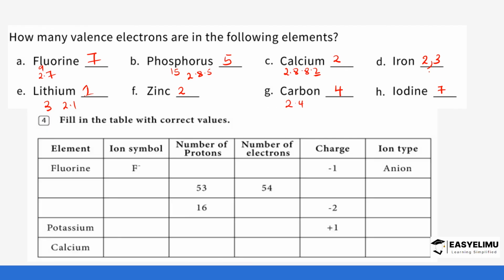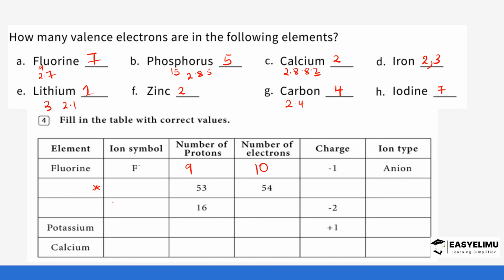And then you fill the table with the correct values. We have fluorine and the fluoride symbol. So the protons are going to be 9. Number of electrons, because it is an ion, it's going to gain 1 electron, so it's going to be 10. And the charge is negative 1, and it forms an ion called an anion. Then we go to this, you skip this because it's beyond the 20 elements.